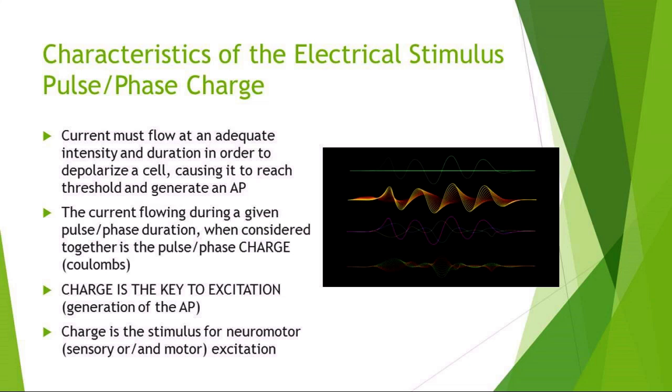So we have to have a sufficient intensity and duration in order to depolarize either those A-beta cells, the motor cells, or, getting into the sharp pain thing, the A-deltas. Charge is the stimulus for neuromotor excitation, whether it's sensory nerves or motor nerves. Okay? So we're going to get that combination of amplitude and duration that's going to stimulate the nerves that we want to affect.